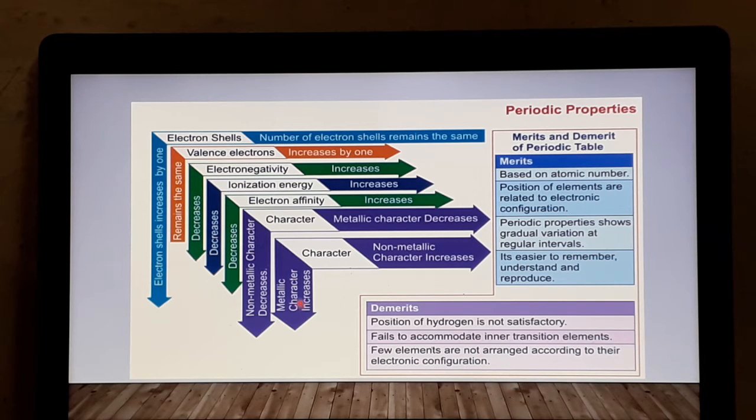Clear children? So now coming to the number of shells. Number of shells remains the same along the period, but number of shells keeps on increasing down the group. So these are some of the gradations.